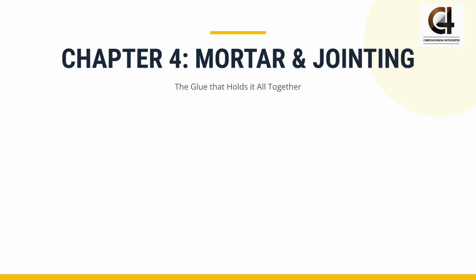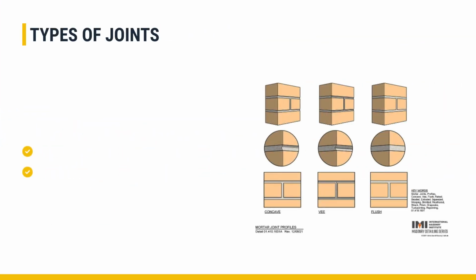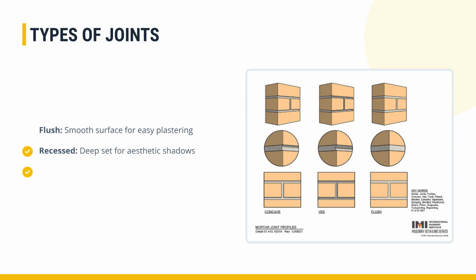Chapter 4 focuses on mortar and jointing, the glue that holds it all together in construction. For general walls, the standard mortar mixing ratio is 1 part cement to 6 parts sand. For high-strength applications, a 1:3 ratio is recommended. Different joint types serve different purposes. The flush joint provides a smooth surface for plastering. Recessed joints offer aesthetic shadows. Weathered joints are sloped to effectively shed rainwater.